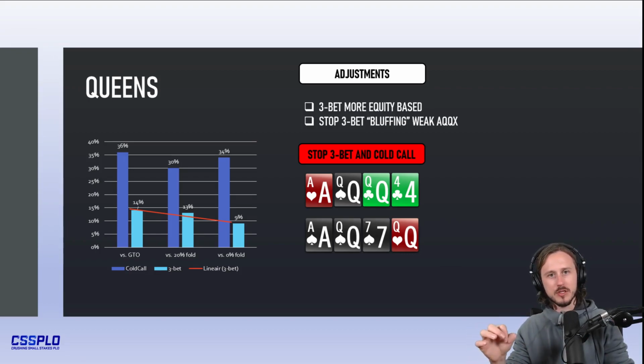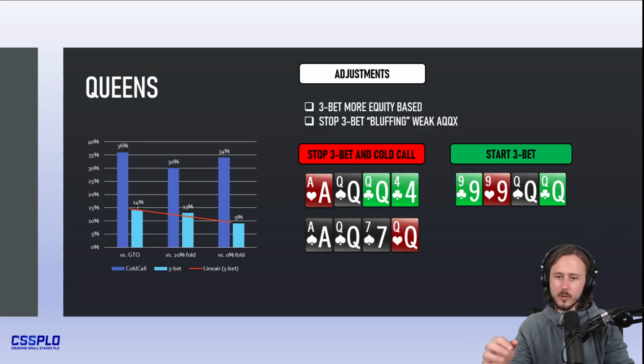However, if our opponent is not folding as often here, or not folding at all, these hands are great candidates to stop 3-betting, but still cold call. They are too strong to fold. We don't want to fold them here on the button in position. We still have ace, queen, queen, so it's too strong to fold, but cold calling here is totally fine.